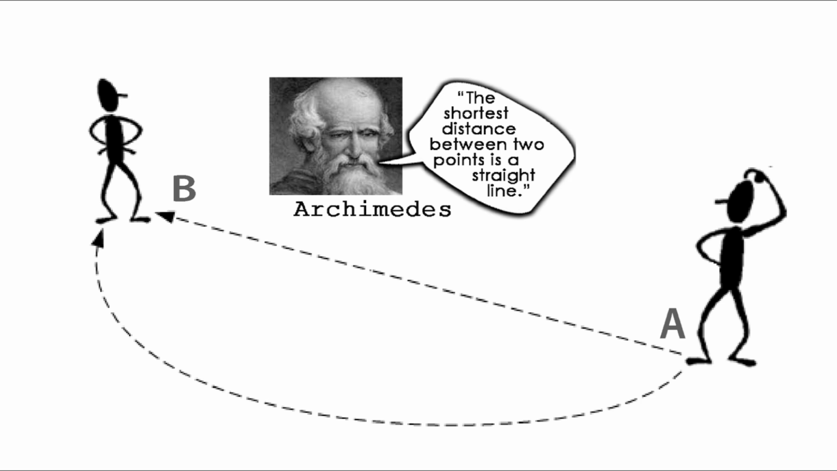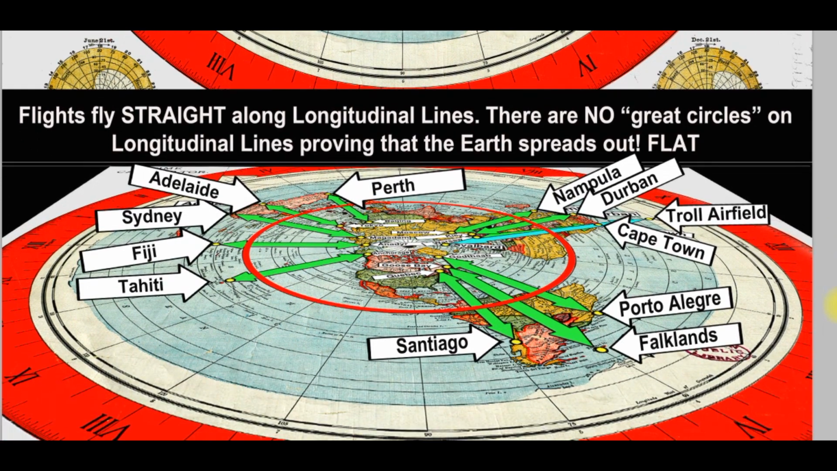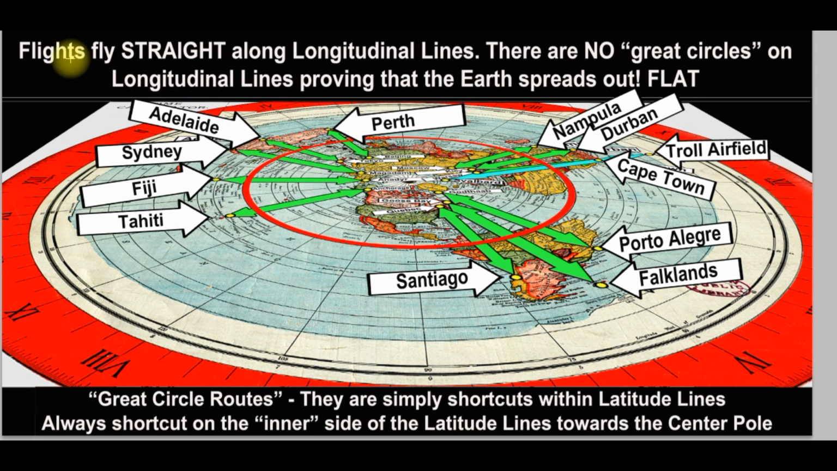So for this reason, this flight flies like this. And this is looking from another perspective. Flights fly straight along longitudinal lines. There are no great circles on longitudinal lines, proving that the Earth spreads out. It's flat. So this is how the Earth goes. It spreads out from the center point right here, and flights going through the longitudinal lines always fly straight.